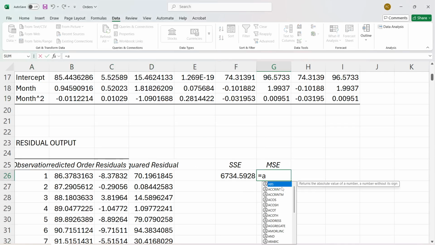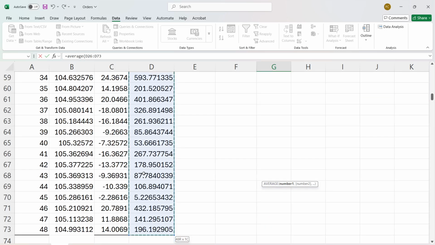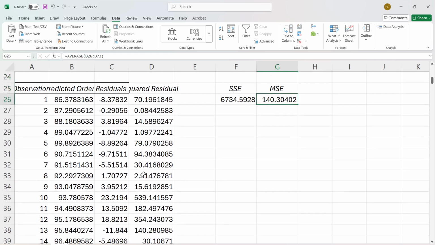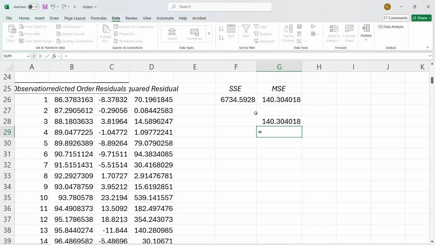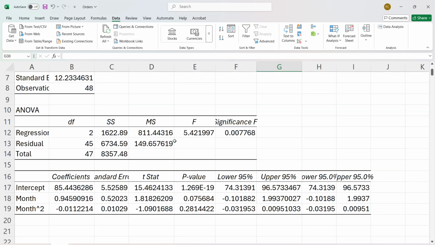Let's say equals average of these same squared residuals. Send that all the way to the bottom, close the parentheses, 140.3. If I had said instead equals the sum of squared errors divided by 48, of course I'd get 140.3. If I had said equals the sum of squared errors and divide by not 48 but 48 minus 3, which is the degrees of freedom, I'd get 149.657619, which is this. All right, that's the reasonable thing to do.